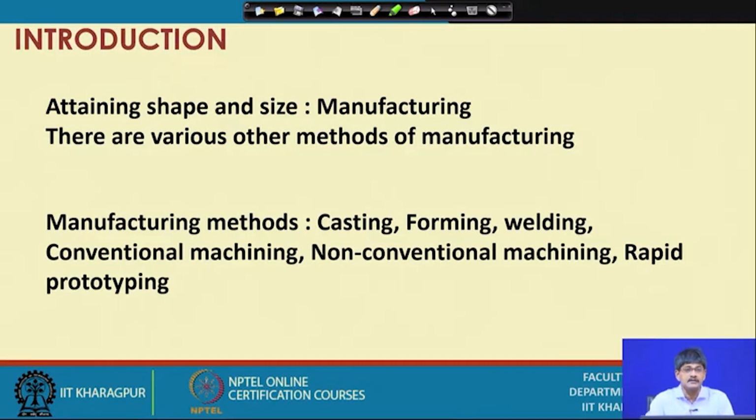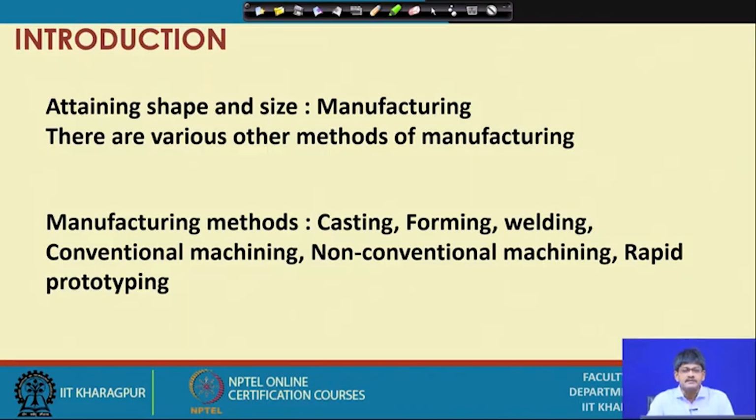We can have casting, we can have forming, we can have welding, we can have conventional machining, we can have non-conventional machining, and we can have rapid prototyping. These are some of the main methods of attaining shapes and sizes. There can be other methods also. There can be hybrid methods, that means a mixture of two of the processes, etc.